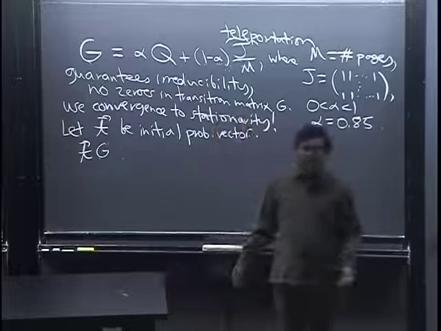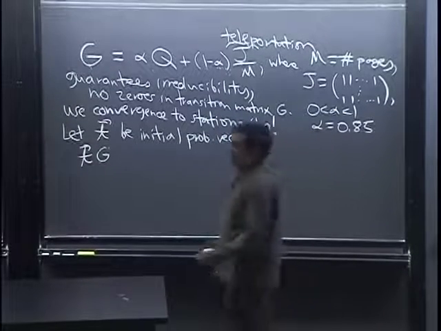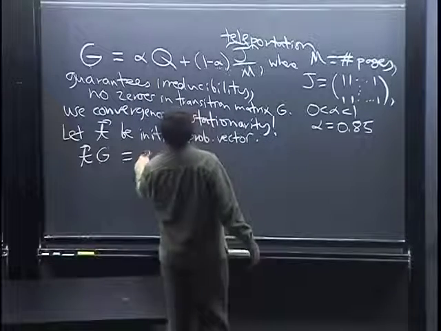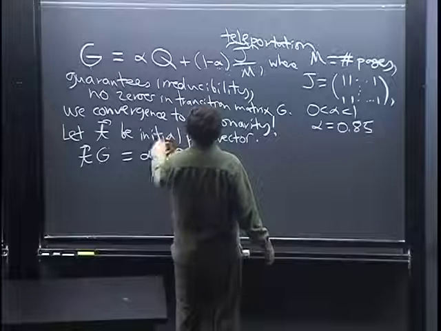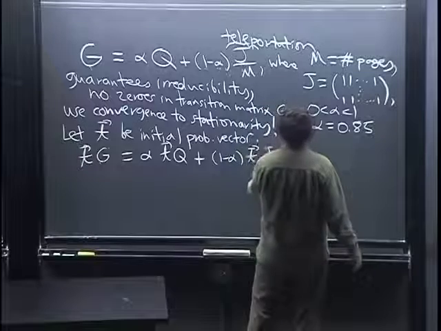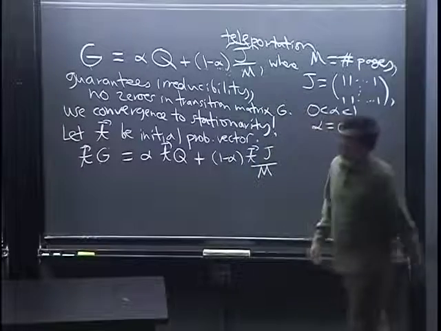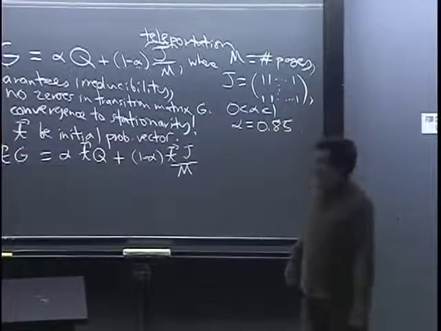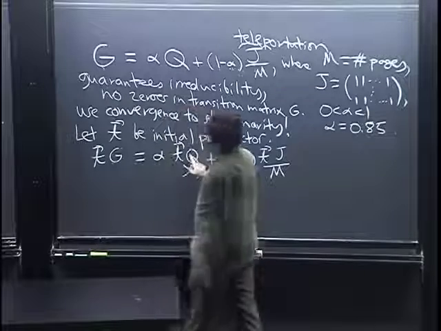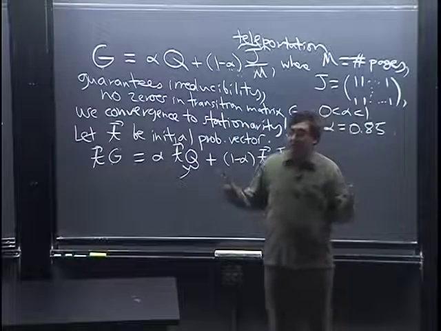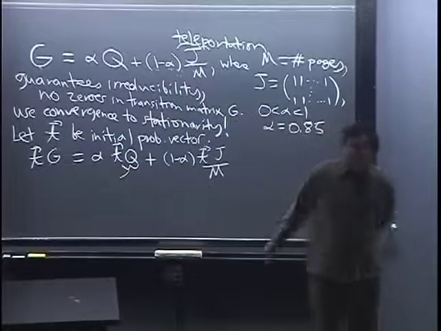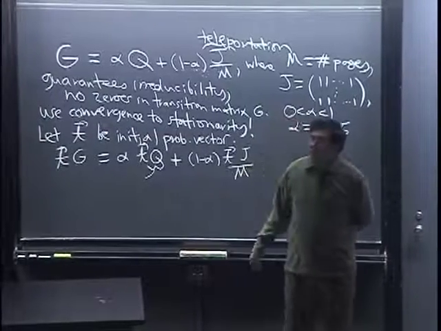Okay, so let's quickly see what t times G actually looks like. I'm just going to multiply this by t. This is alpha tQ plus (1 minus alpha) tJ over m. And actually, this is not so complicated. Because if you think about what Q looks like, that's the chain that captures the link structure of the entire web, right? What do you think that matrix looks like intuitively?